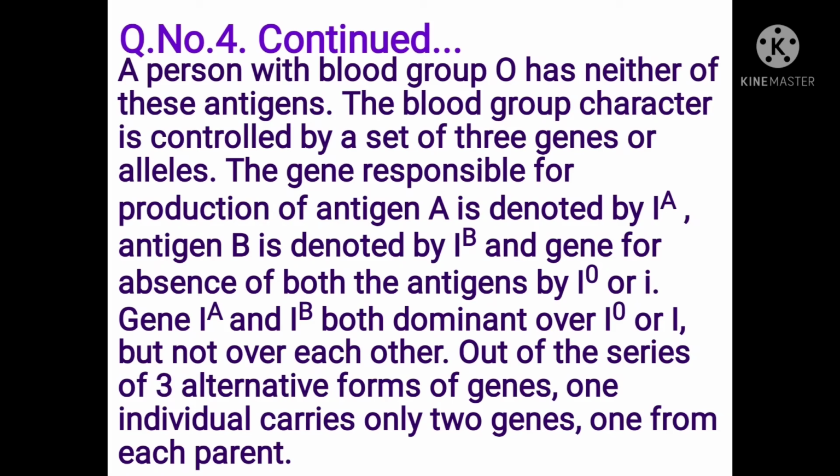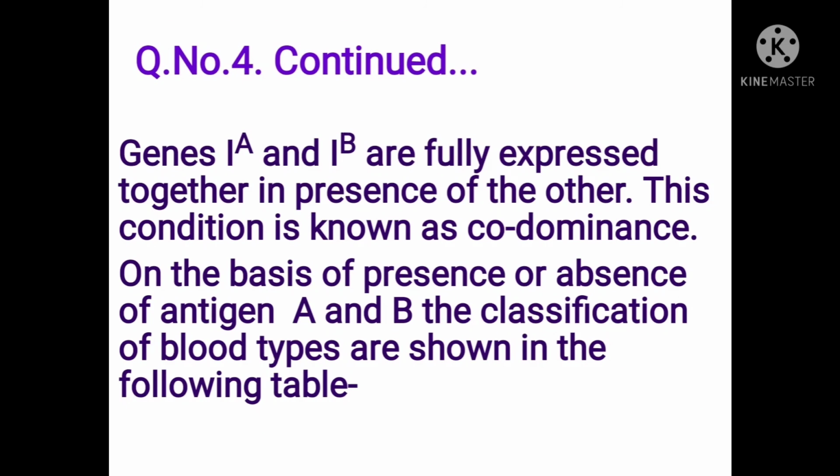Out of the series of 3 alternative forms of genes, one individual carries only 2 genes, one from each parent. Genes IA and IB are fully expressed together in presence of the other. This condition is known as codominance. On the basis of presence or absence of antigen A and B, the classification of blood types are shown in the following table.